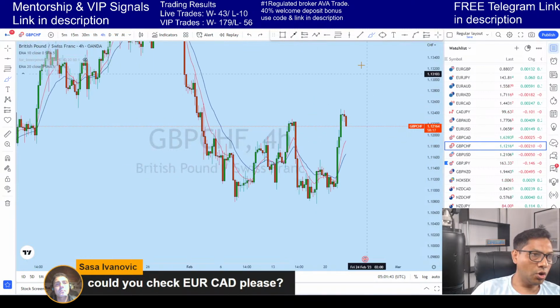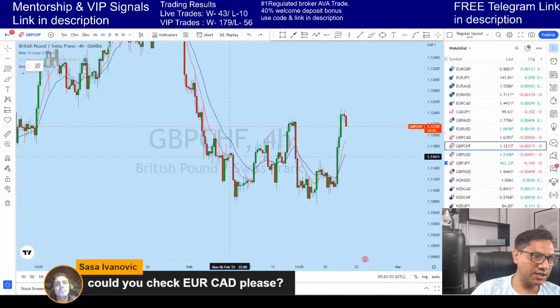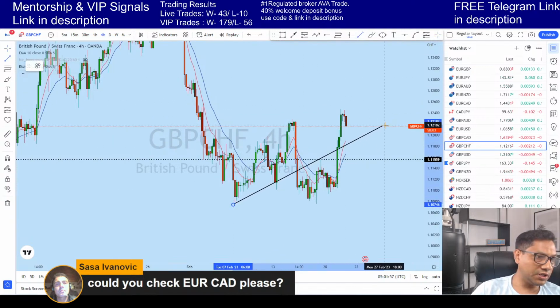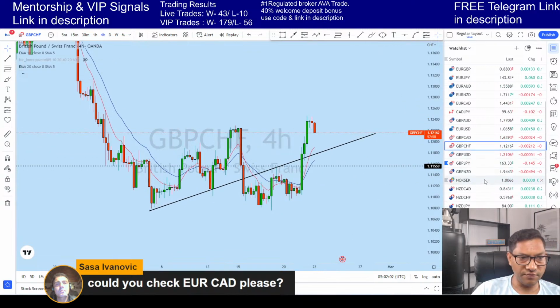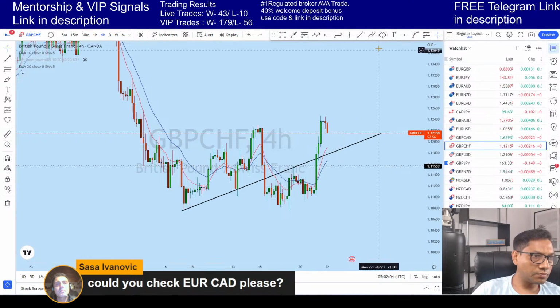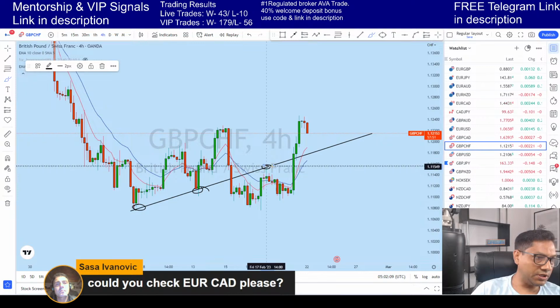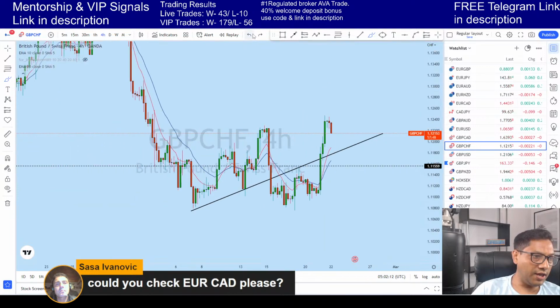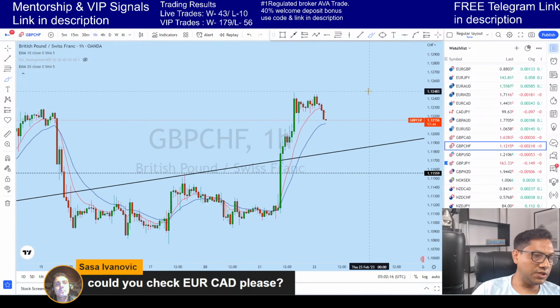Why? Because when you see this kind of double bottom breakout, you can expect the price to go ahead and test the neckline, the previous resistance turning support. So there is a high probability that GBP CHF will drop to this support turning resistance here, and highly likely the price will continue to drop to this level.